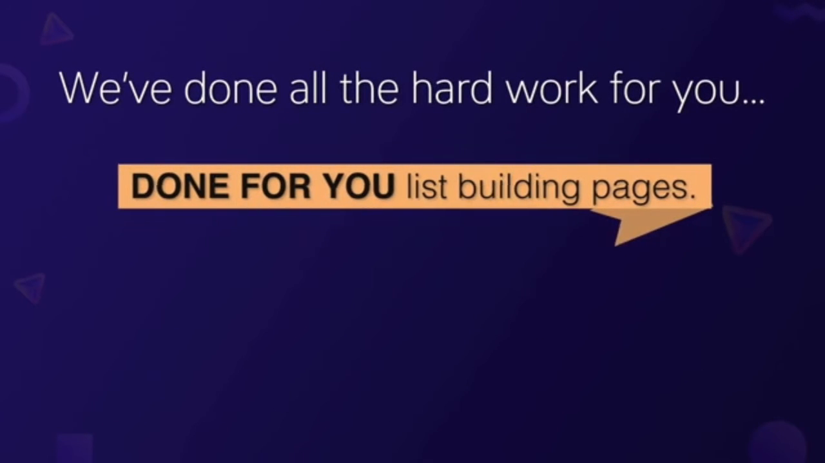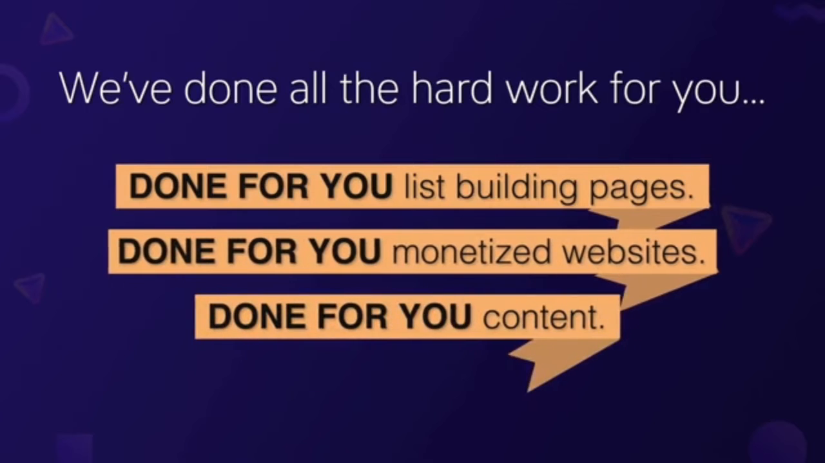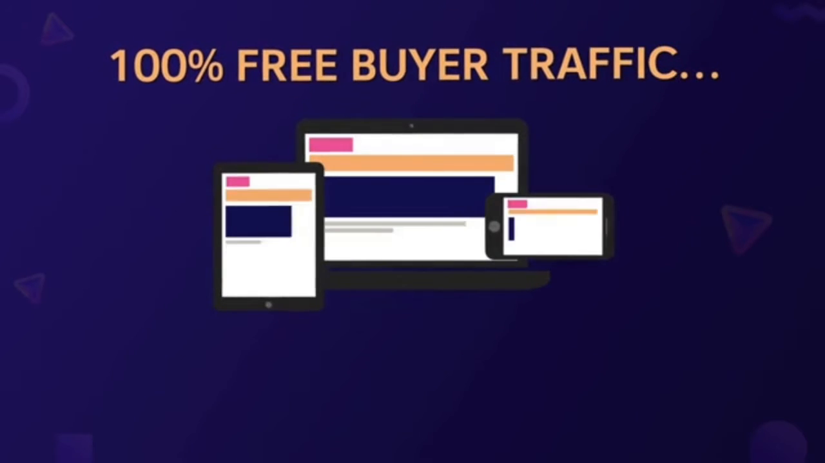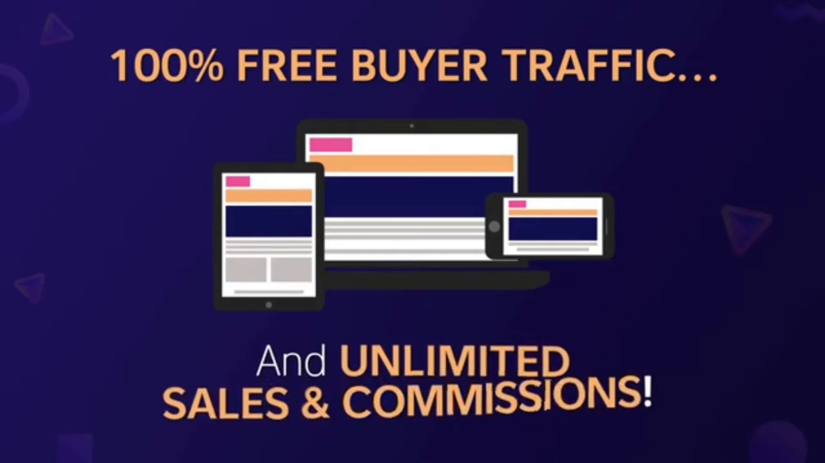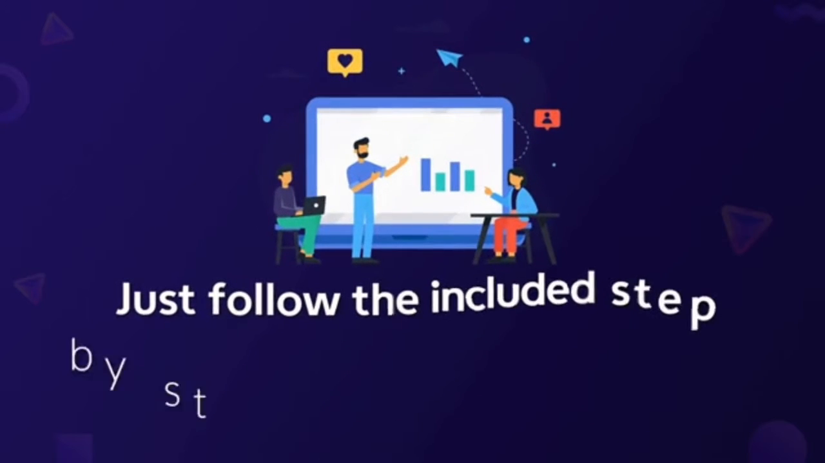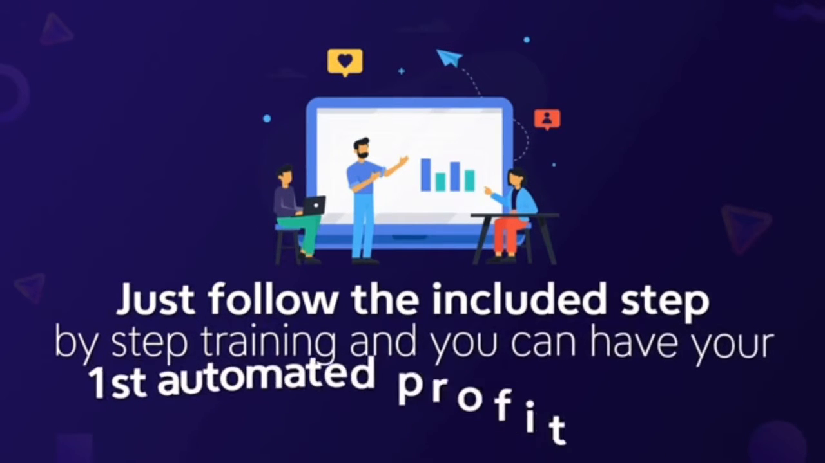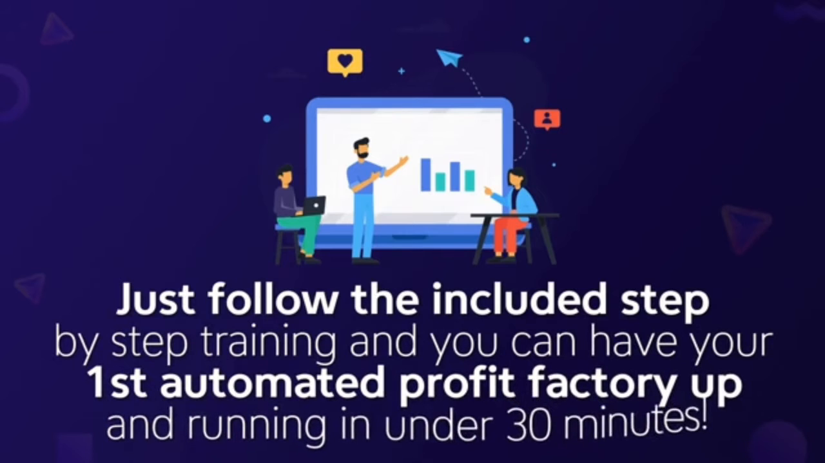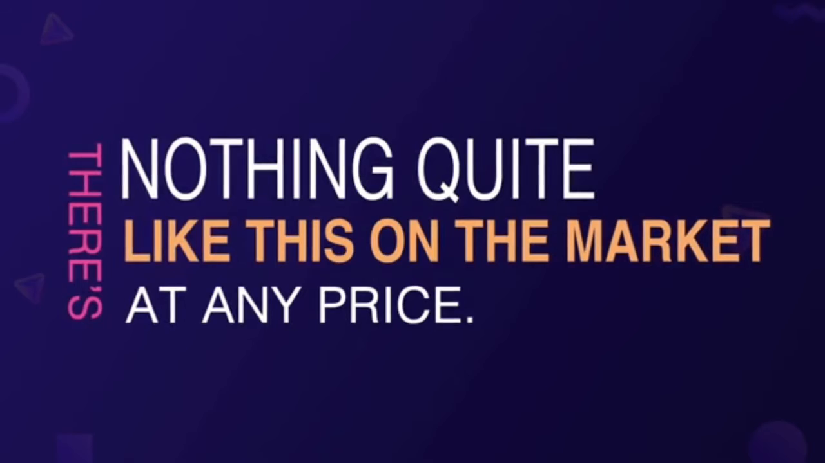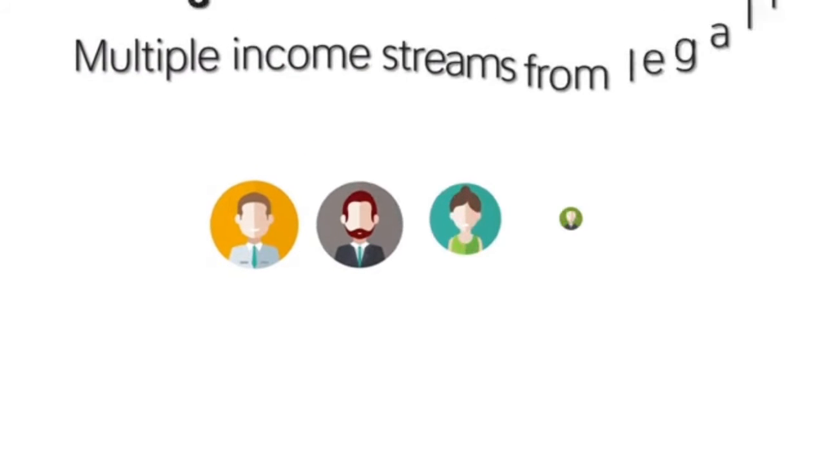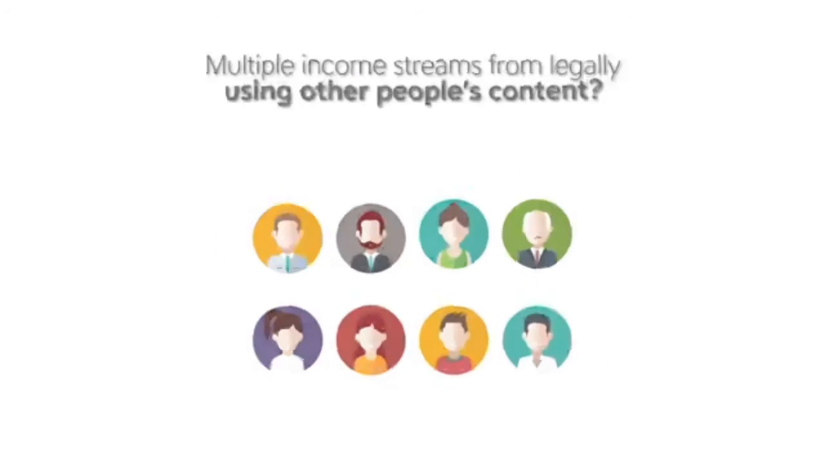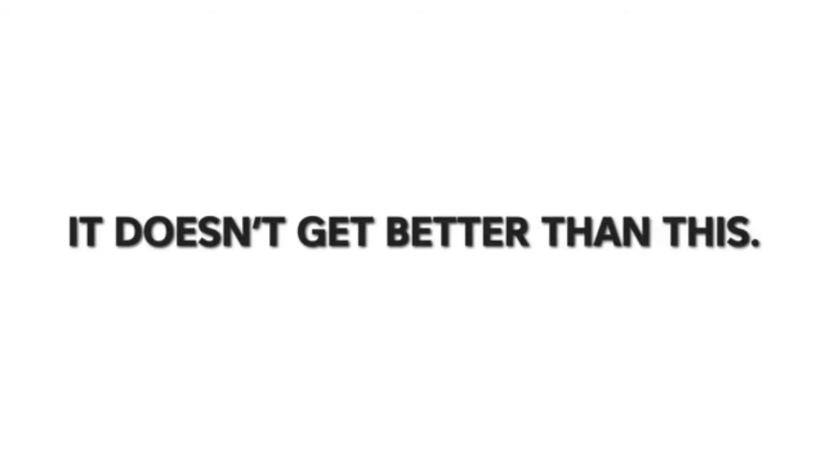Done for you list building pages, done for you monetized websites, done for you content, 100% free buyer traffic, and unlimited sales and commissions. Just follow the included step-by-step training and you can have your first automated profit factory up and running in under 30 minutes. There's nothing quite like this on the market at this price. Multiple income streams from legally using other people's content. It doesn't get any better than this.